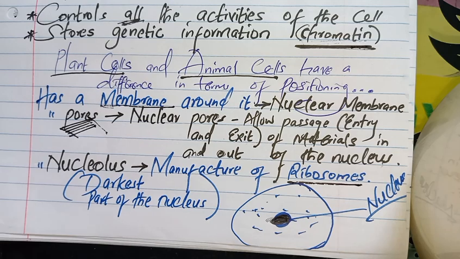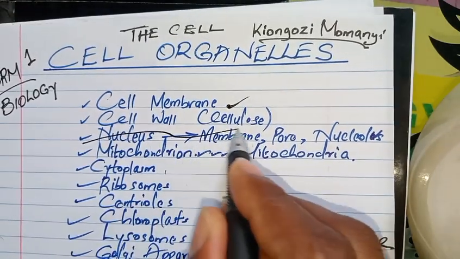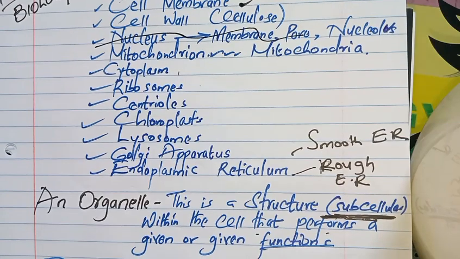So my good learner, we have tackled 1, the nucleus, and we are done with it. Please join me in the next video so that we can do 1 or 2 cell organelles.